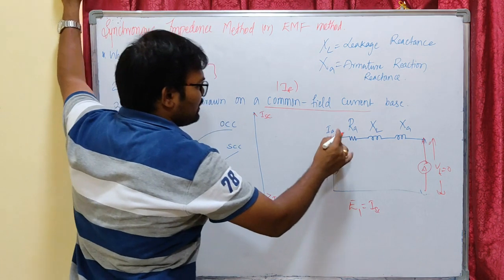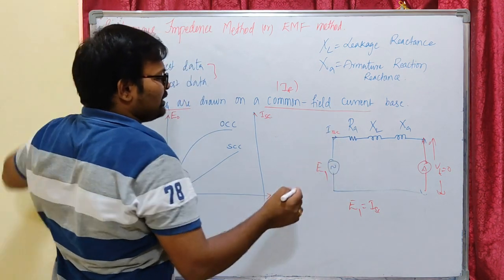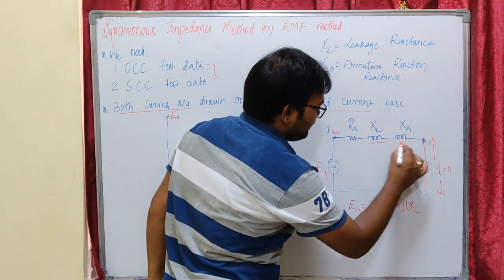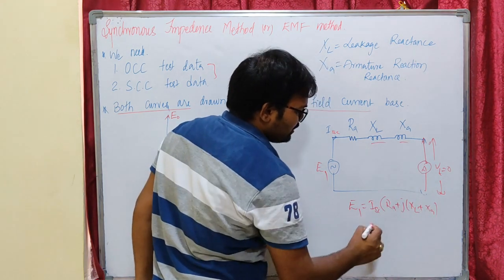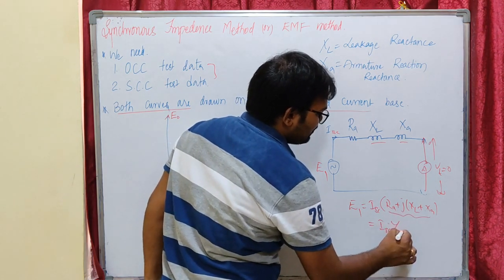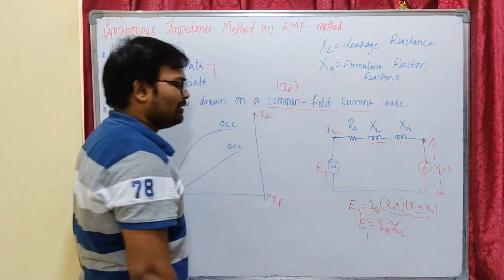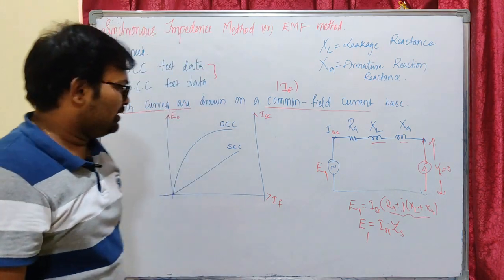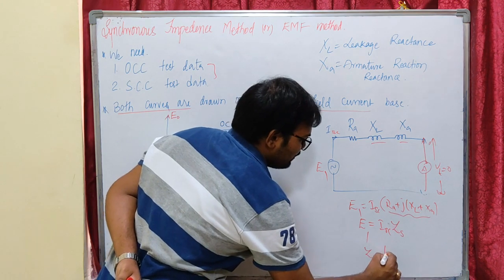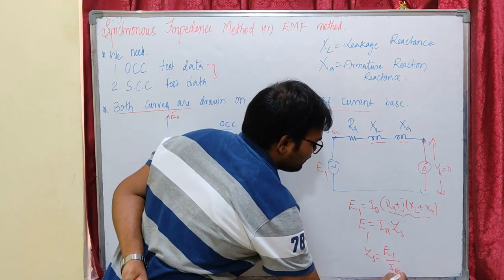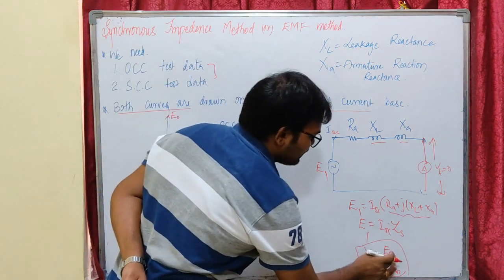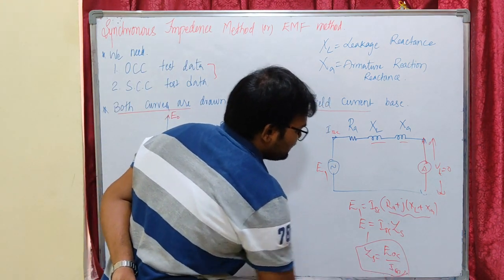Under short circuit condition, the current that flows is the short circuit current, ISC into (RA plus j(XL plus XA)). This whole term I can replace with the impedance, that is the synchronous impedance, so E1 is only to supply this synchronous impedance drop. So I can find ZS equal to E1 by ISC, that is synchronous impedance equal to the EMF at short circuit condition by the EMF at open circuit condition. This is the open circuit condition, and this is the short circuit condition.